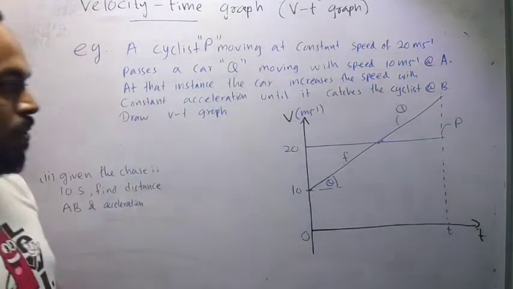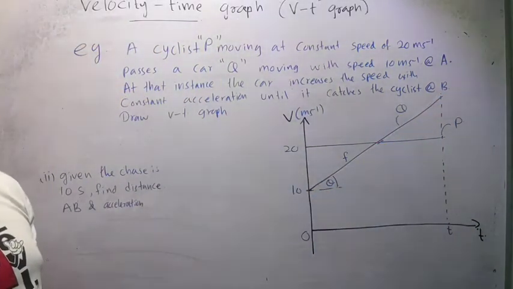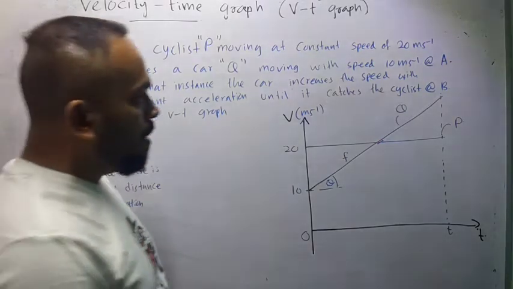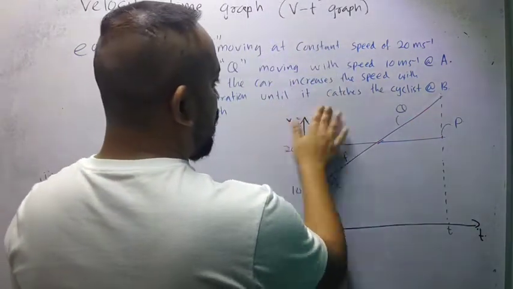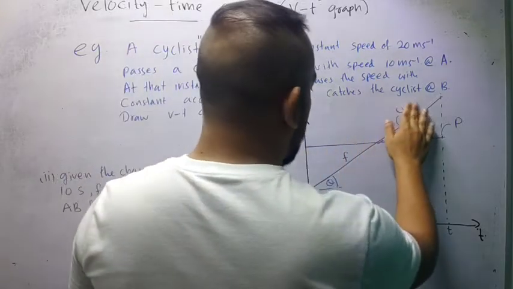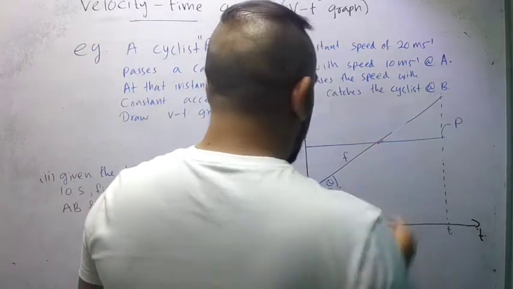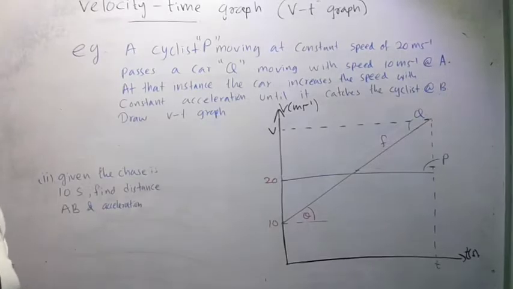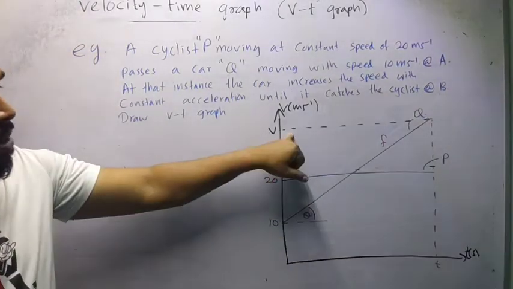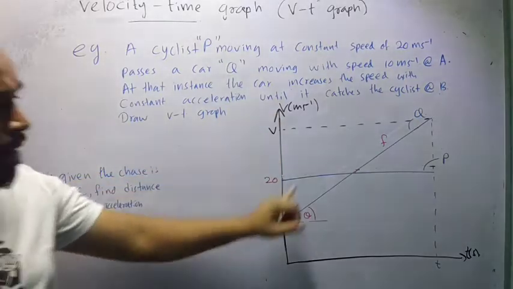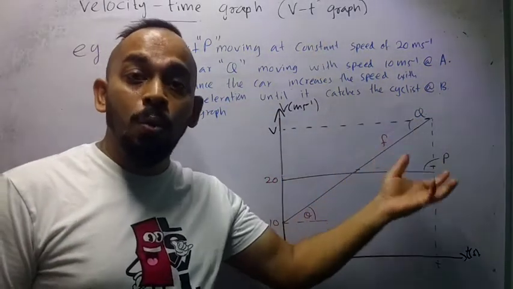This is for Q. Now we should find the velocity at this point. What is the velocity at this point? So what is the first thing we are asked to find? We are asked to determine this velocity: the velocity of the car at the instance the car overtakes the cyclist.